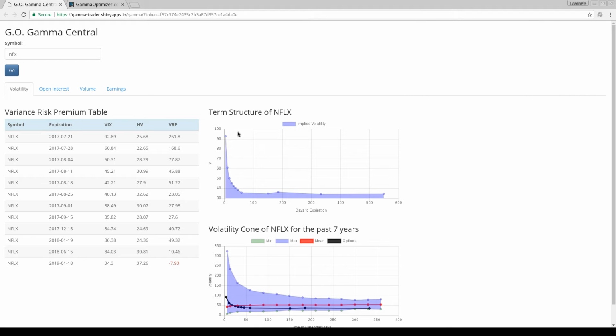As you can see here on the term structure chart, implied volatility is through the roof. Now we have 92, almost 93% implied volatility for options expiring this Friday, and then it kind of dies down and the curve flattens eventually. So this is a very typical profile for an earnings underlying when a particular symbol is going to report earnings.